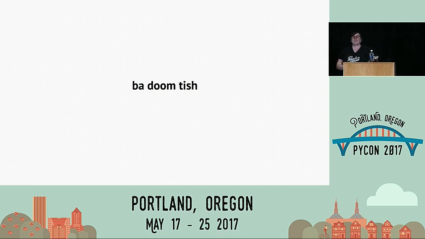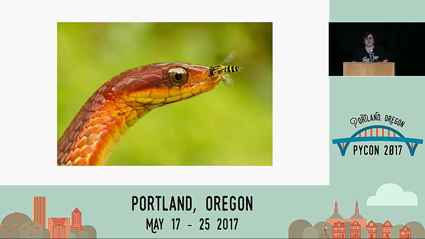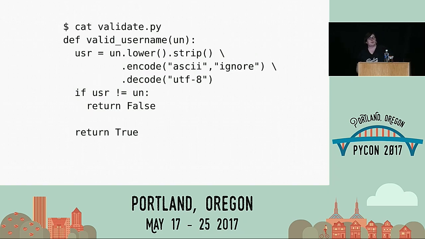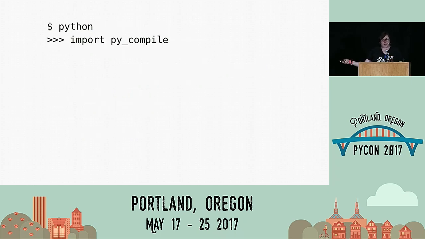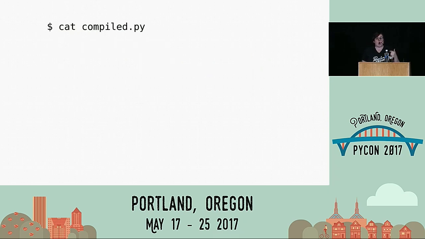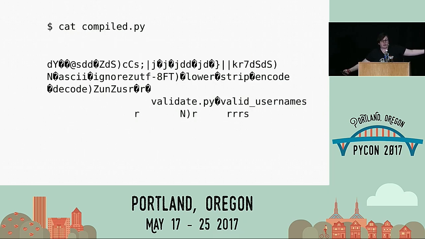Now, Batavia the project is a Python virtual machine implementation in JavaScript. So the B in Beware is helping pull along our snake into the browser. So here's our Python function from before. If we were to put that function into a file called validate.py, and then we open up our Python interpreter, we import py_compile, and then we ask it to compile validate.py and put the output of that into compiled.pyc.